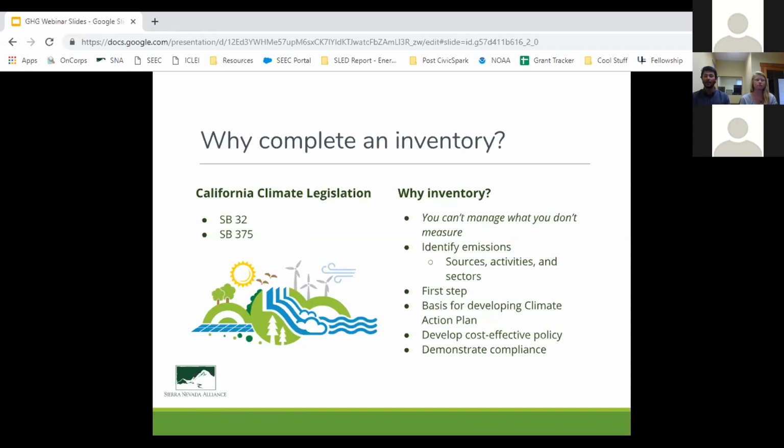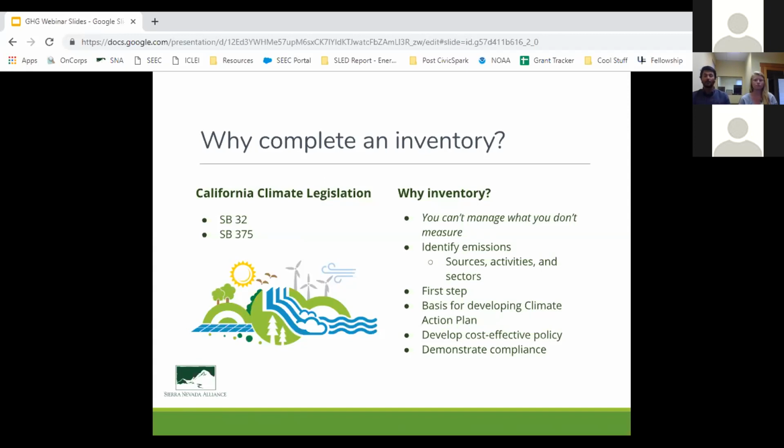This is going to be the first step in these sustainability initiatives and planning, and this inventory acts as the foundation for developing a climate action plan. You really need to know what you're emitting and where those emissions are coming from to inform your climate action plan. And that's going to be absolutely pivotal to developing cost-effective policy. In order to develop policy that cost-effectively reduces emissions, you just need to know the relative contribution of each of the sectors. That way you're not putting your time, effort, and money in less effective areas.